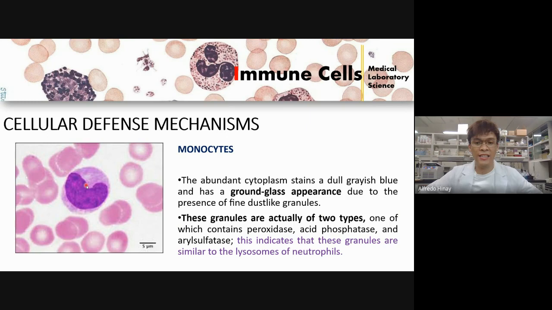These indicate that these granules are similar to the lysosomes of your neutrophil. As I mentioned earlier, it's almost the same. For example, you have your aryl sulfatase and you have your lysosomes. This is also the reason, class, that with Mycobacterium tuberculosis, if you have a chronic inflammation or chronic infection, your immune cells, specifically your neutrophils, will still be decreased, but your monocytes are increased.